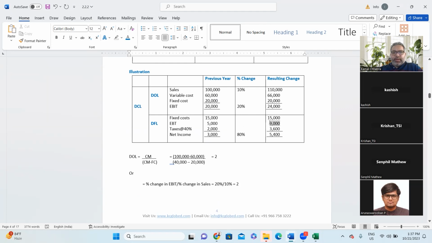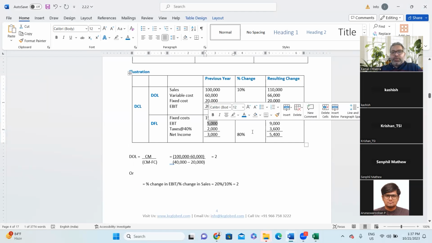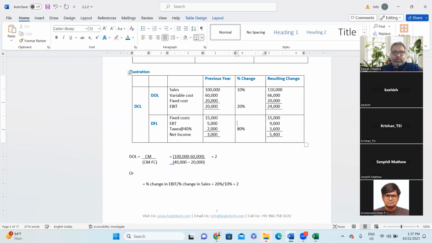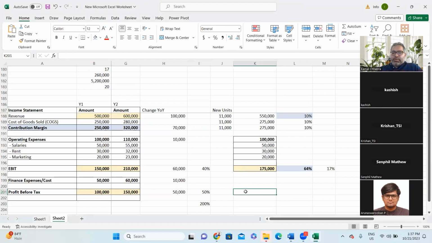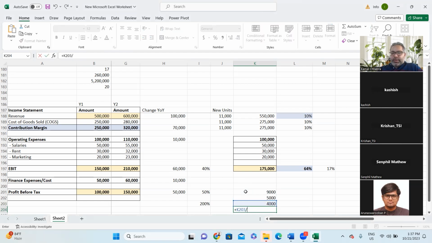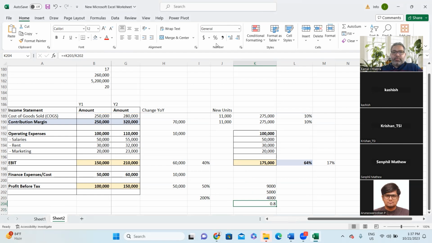9,000 is the EBIT compared to 5,000, right? So the change is 4,000 divided by 5,000, 80%. Make sense? So your current year earning before tax is 9,000. Previous year it was 5,000. So what is the change? 9,000 minus 5,000, right? So what is the percentage change? 4,000 divided by 5,000, 80%.